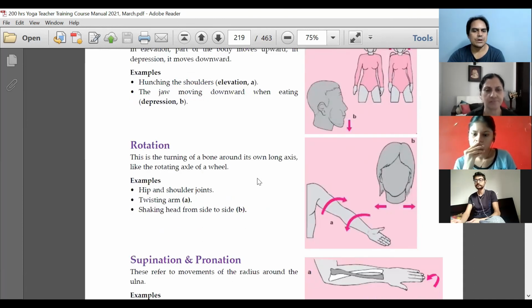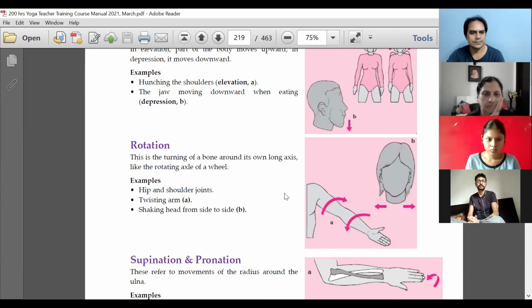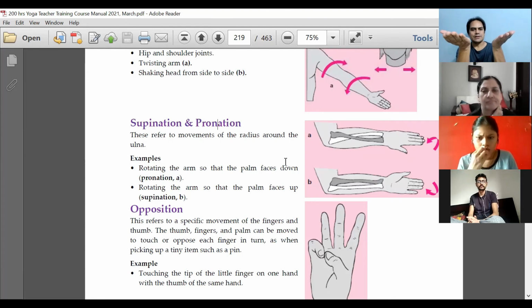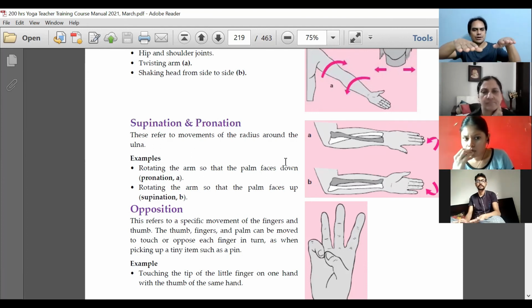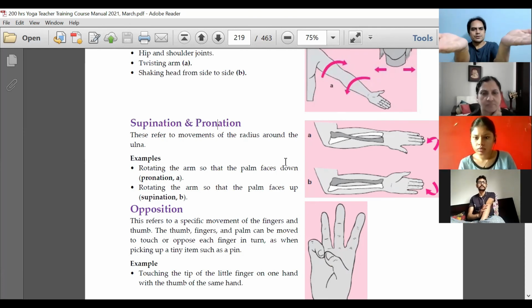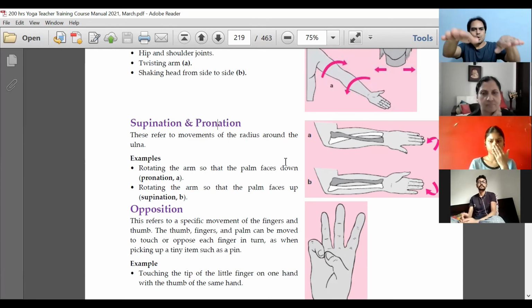Rotation. There are two kinds of rotation: inner rotation and outer rotation. Inner, inside, and outer. Clear? Now supination and pronation. Supine, you know, supine is this, and prone is this. Towards the floor is called prone, and opposite to the floor is called supine. So we move the hands: supine, prone, supine, prone. Clear?